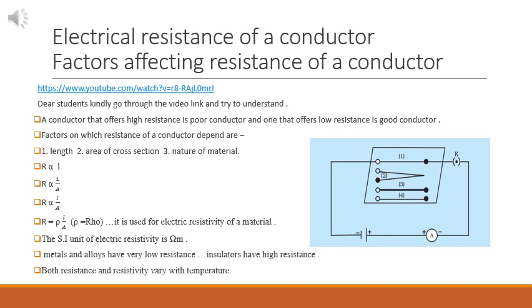Now, usually metals and alloys have very low resistance. That is why they are used in electric circuits. Insulators have high resistance, so high that they do not allow current to pass through them. Both resistance and resistivity vary with temperature. If the temperature is high or low, the resistivity may change and even the resistance may change.